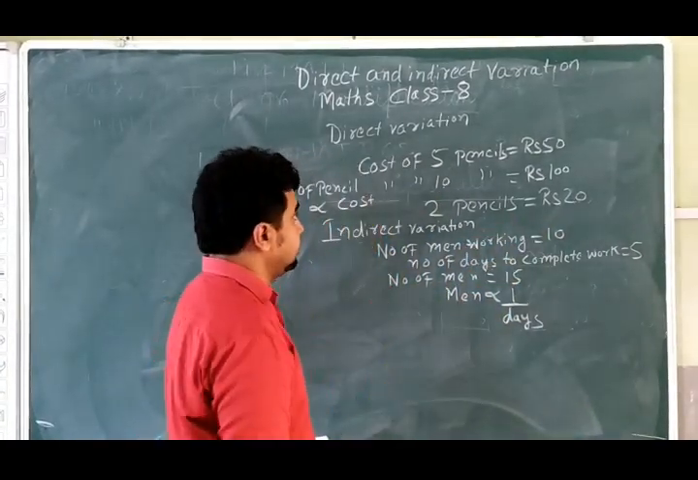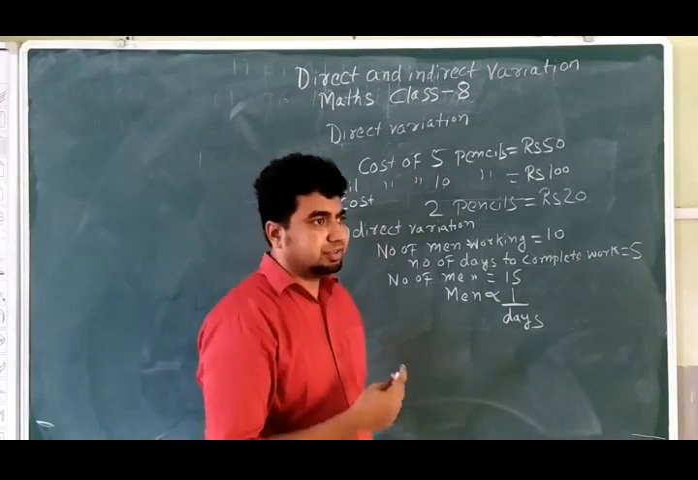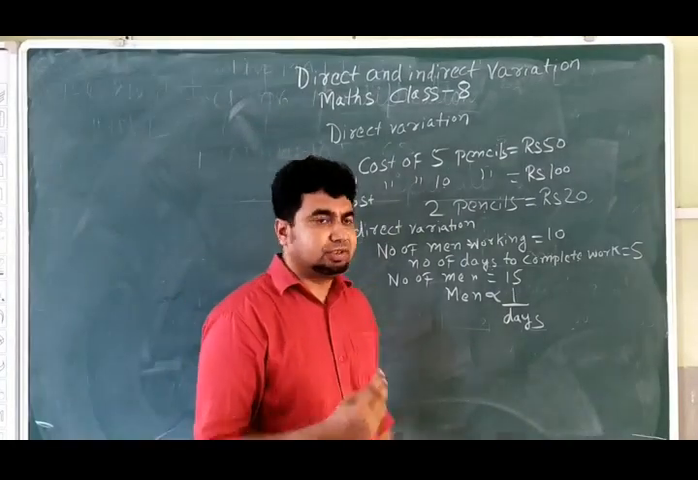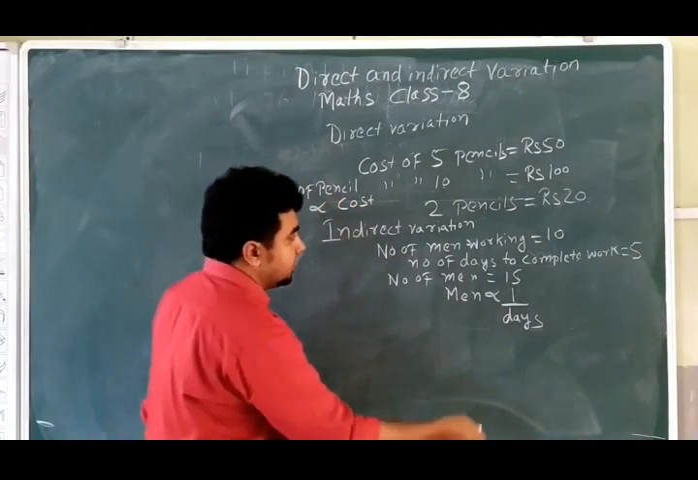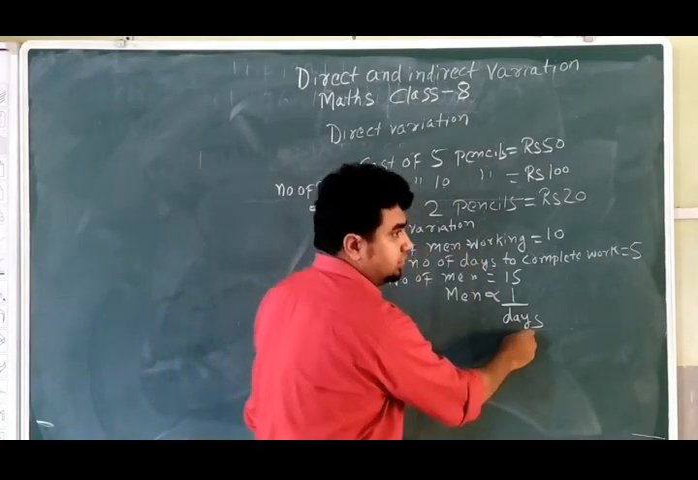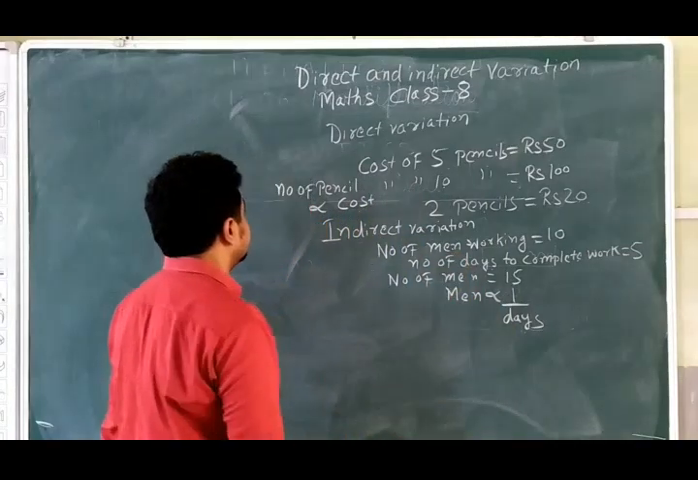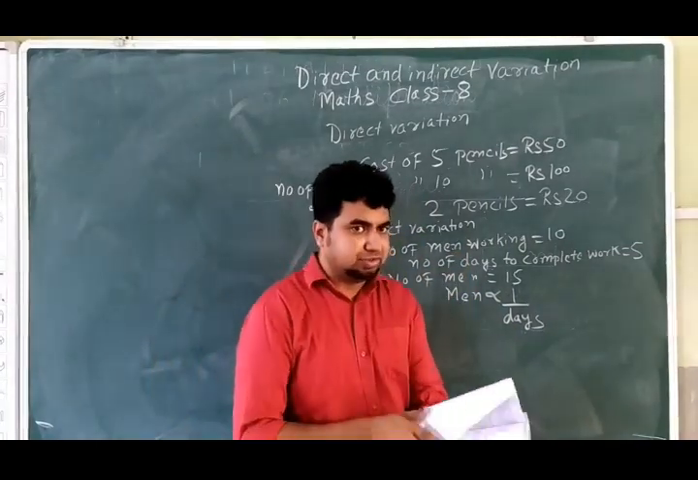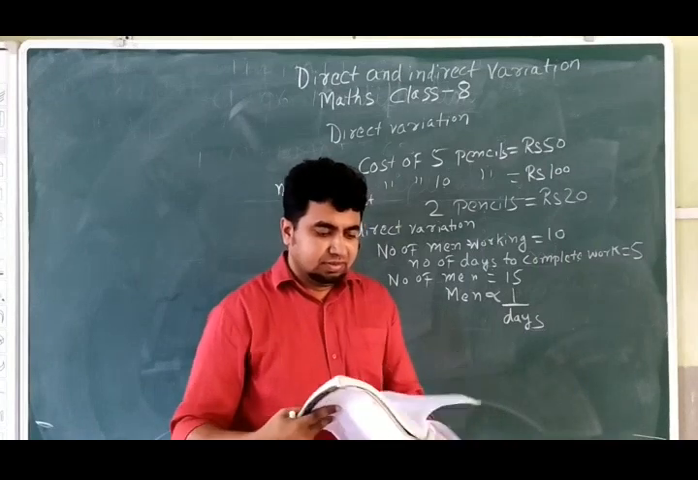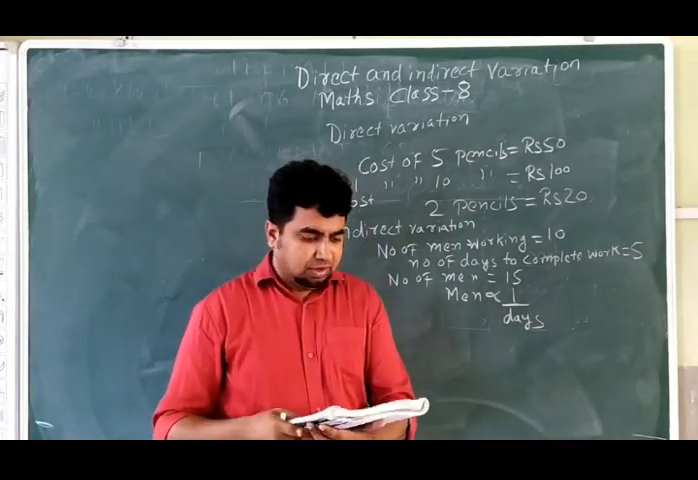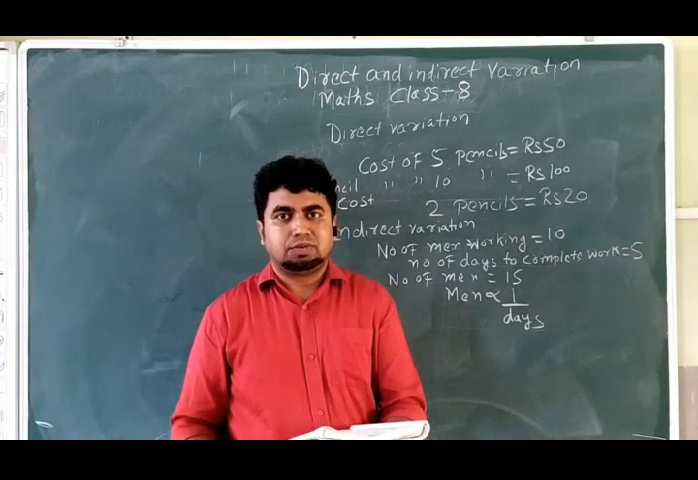So these are two kinds of variations, and variation is comparing one term with respect to another. Here I am comparing the number of pencils with respect to cost. Here I am comparing men with respect to days. So these are the two quantities. We will be solving some questions related to it. So we will be turning to exercise 1, and looking at question number 1.